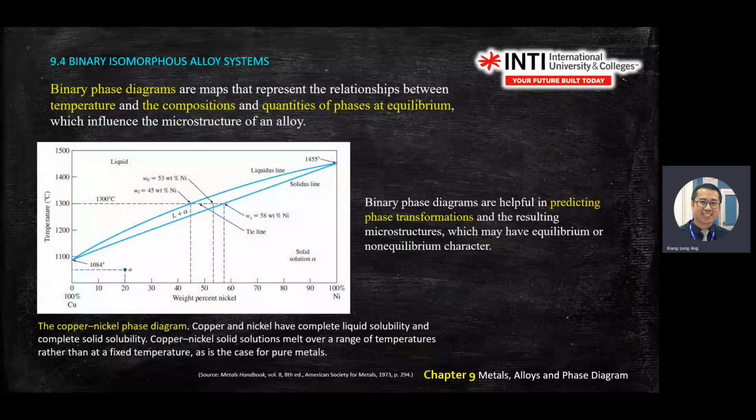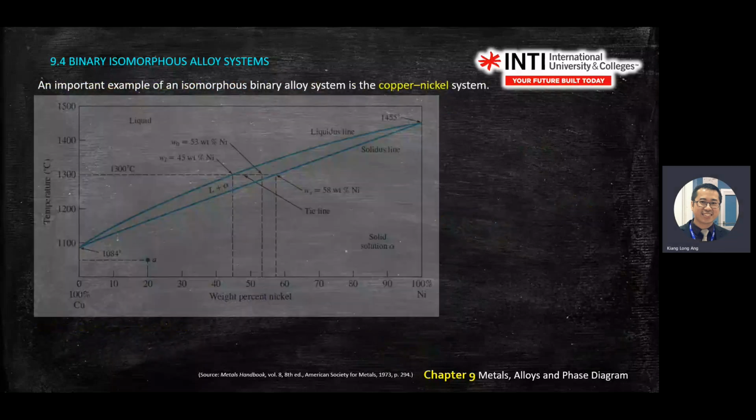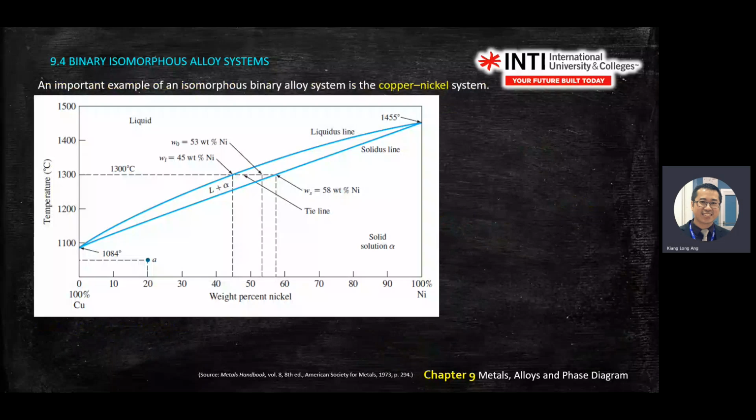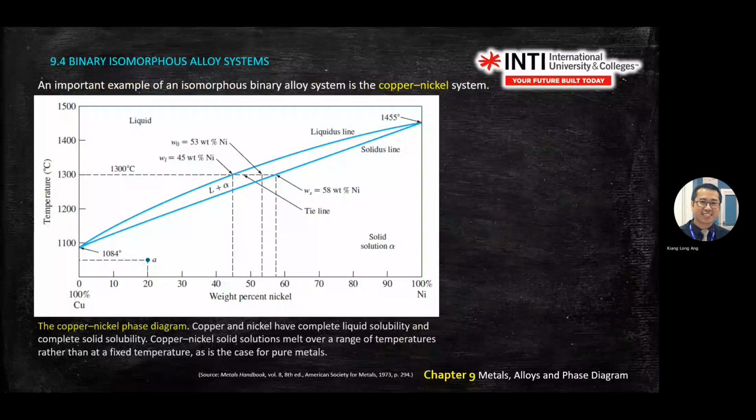So again, which may have equilibrium and non-equilibrium character. What do I mean by equilibrium? Equilibrium means falling on the blue line. Anything on the blue line, either liquid or solid, is called equilibrium. Those empty spaces are called non-equilibrium. Okay, we start some calculation. So I enlarged the graph just now.